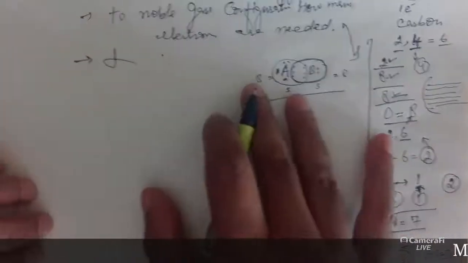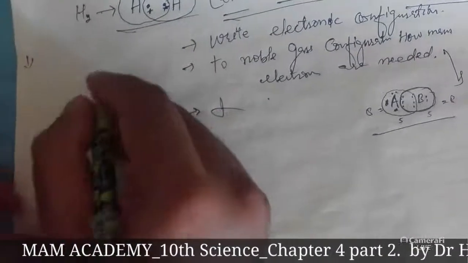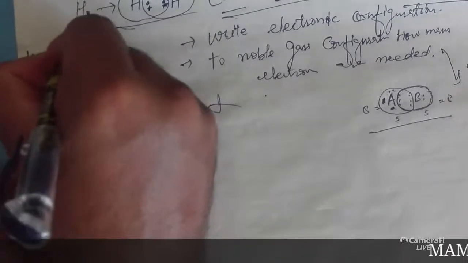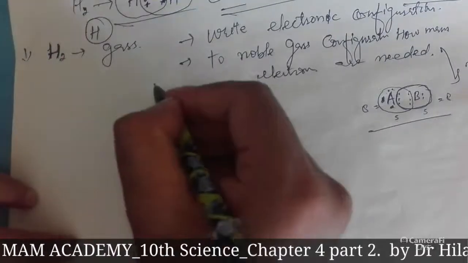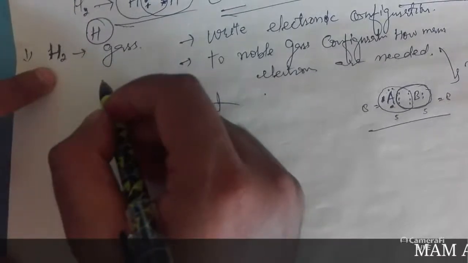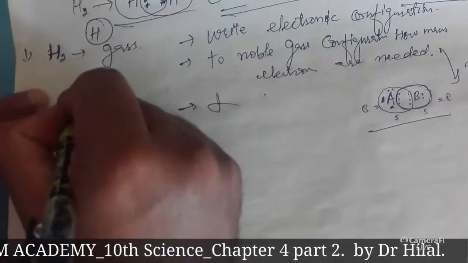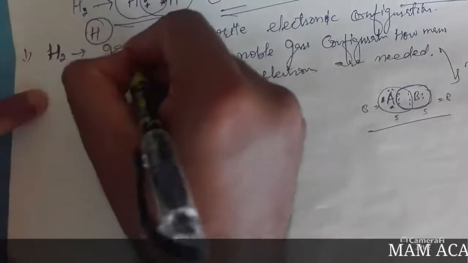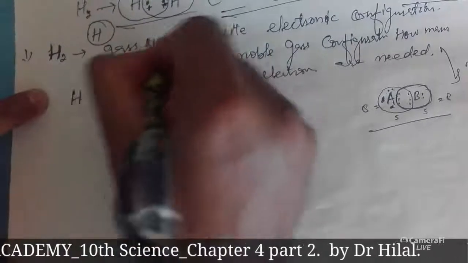Let us see some examples. Example number 1: hydrogen, H2. You can see hydrogen is always in H2 form, not H, and it is a gas. Let us try to draw the electronic configuration, the Lewis dot structure, of hydrogen. Let us make one hydrogen, and here is one more hydrogen. Hydrogen has atomic number 1, so it has only 1 electron in its outermost shell.